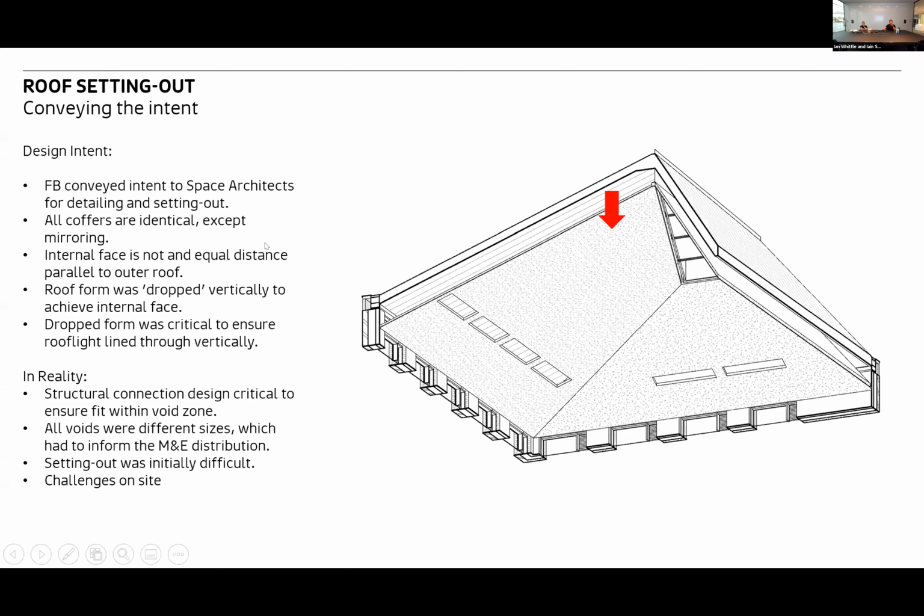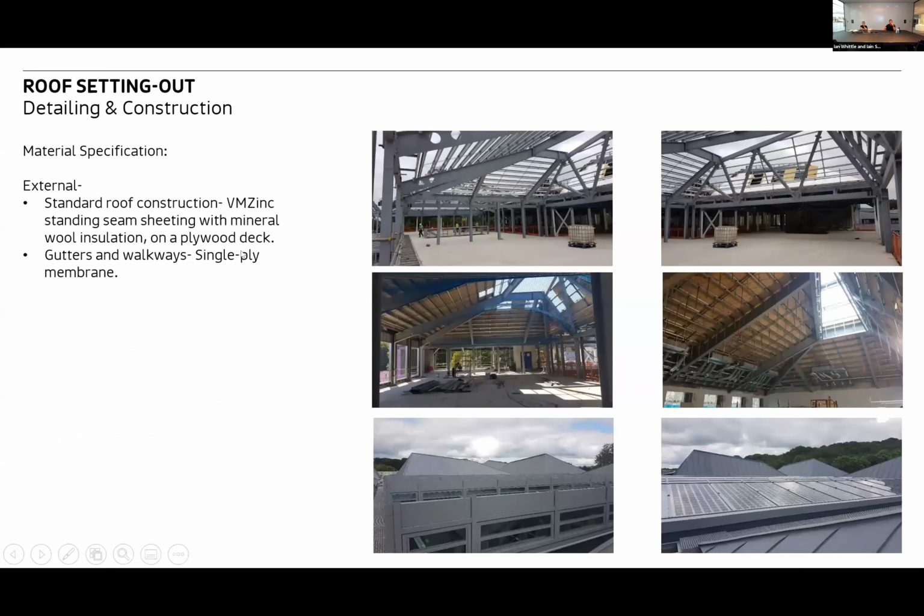There were some challenges on site when we got there, just in terms of the setting out, but I think that was more to do with the explaining of it and how the coffer was dropped, and once that was understood, it was fairly seamless to get everything running and moving. So the roof itself, I've got some images here. It's actually just a standard zinc standing seam sheet with mineral wool insulation on a plywood deck. You can see from the structure here, it's very complicated connection details at all the different points. As Ian mentioned, we've got double structure at each point where one coffer meets another.